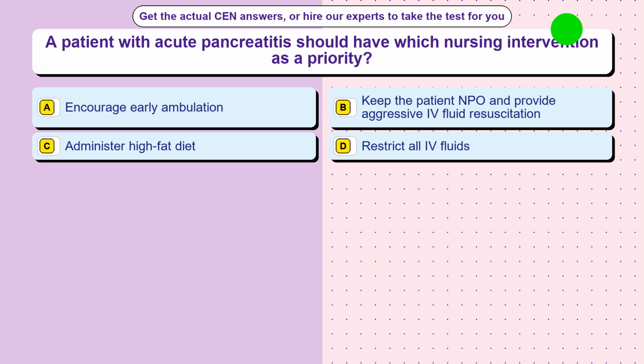Question 72. A patient with acute pancreatitis should have which nursing intervention as a priority? Option A, encourage early ambulation. Option B, keep the patient NPO and provide aggressive fluid resuscitation. Option C, administer high-fat diet. Option D, restrict all fluids.